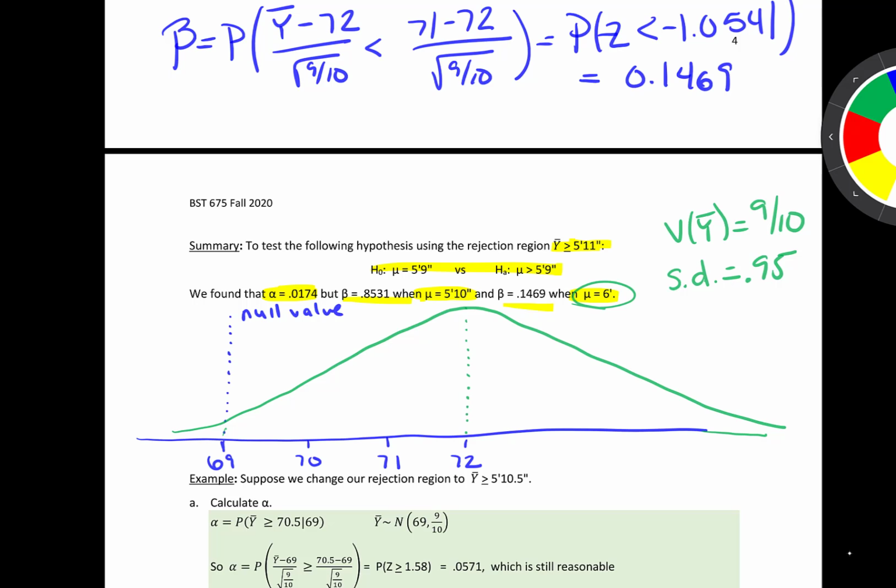All right, so the other thing that we need to mark here is our rejection region. So remember, our rejection region is at 5'11". So our rejection region is here.